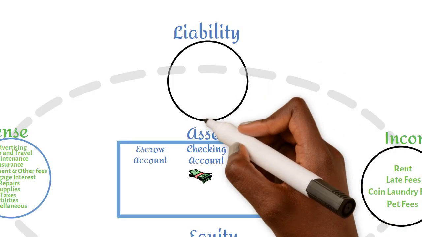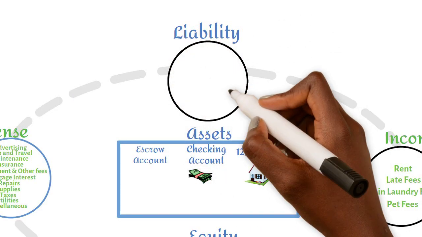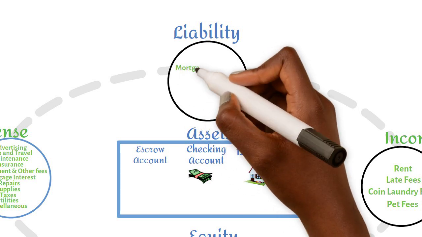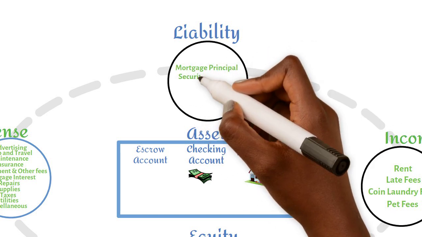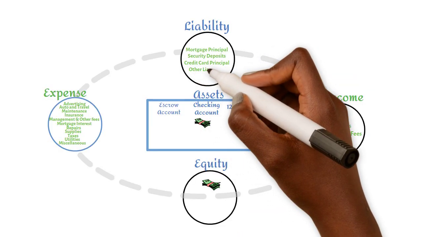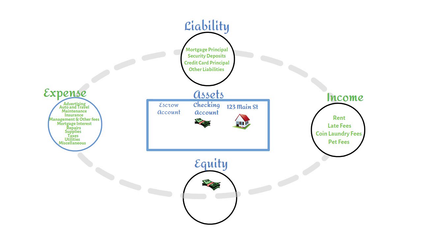Also, the liabilities that you undertake for the business come in different forms. Some of the main ones that we have already looked at include mortgages, security deposits, credit cards that you might be using to fund the operations of the business, and things like prepaid rent.